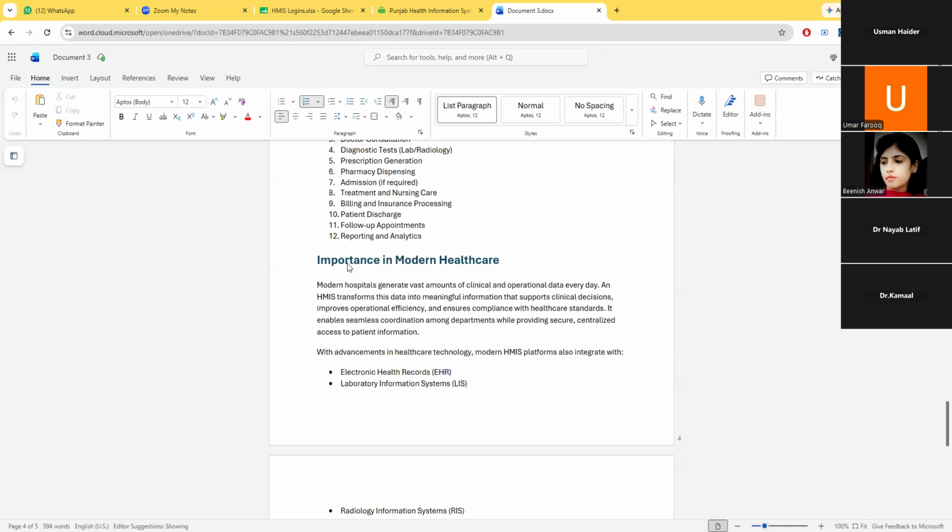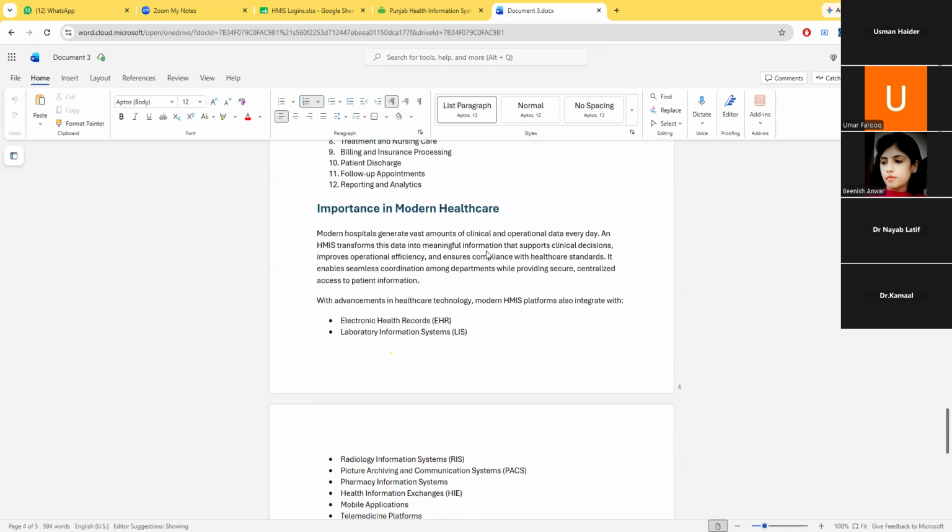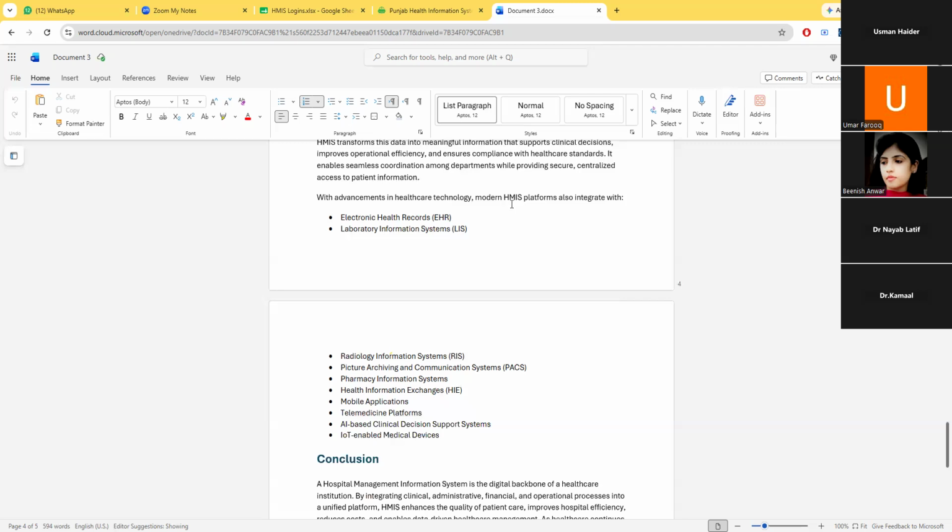Importance in modern healthcare. Modern hospitals generate vast amounts of clinical and operational data every day. And HMS translates data into meaningful information with centralized access to patient information. With advancement in healthcare technology, modern HMS platforms also have integrated electronic health records, report information.